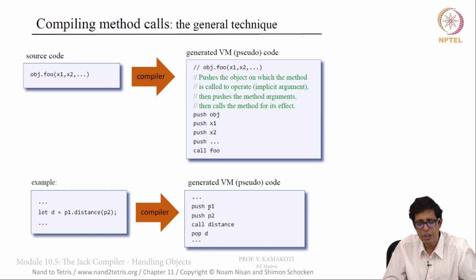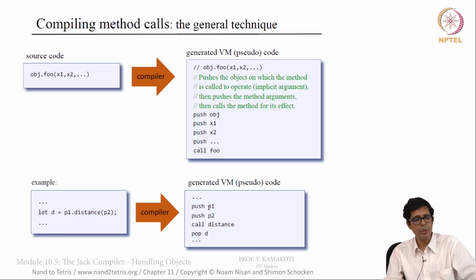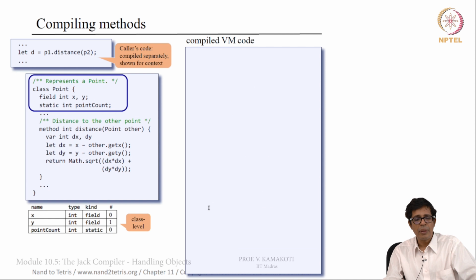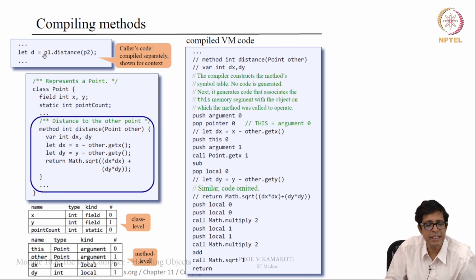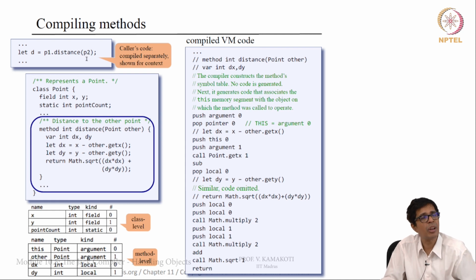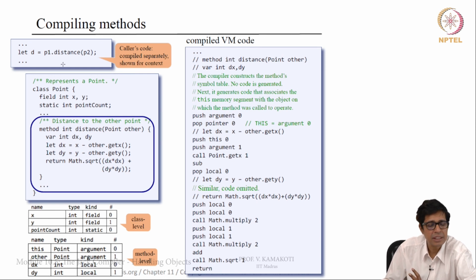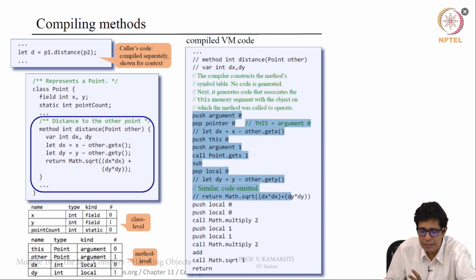So what will be argument 0 here? The argument 0 will be the pointer to p1. Argument 1 will be the pointer to p2. Before this Point.distance is going to execute, what we will see on the stack is the pointer to p1 as argument 0, and the pointer to p2 as argument 1. Now what happens is we call that distance routine. So we start executing this part of the code now.